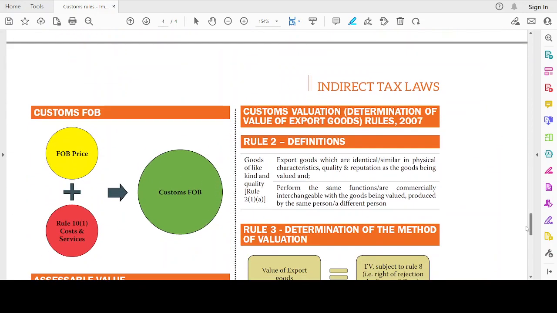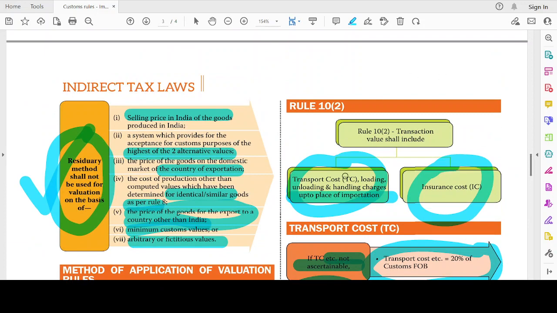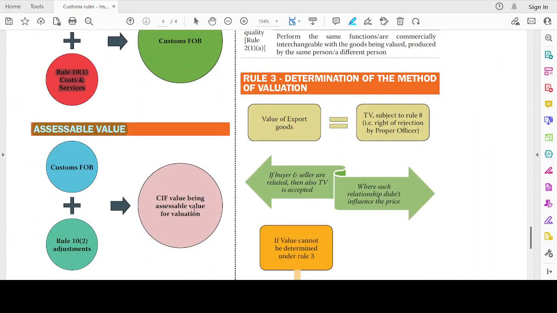Now, the customs FOB is nothing but FOB price plus Rule 10(1) costs and services, that is, certain costs that are to be included. Customs FOB is equal to FOB price plus Rule 10(1) costs and services. What is the assessable value? Assessable value here would mean customs FOB plus Rule 10(2), which should include transporting costs up to the place of importation and insurance costs. Those two will be included with the customs FOB, and that will be known as the CIF value being assessable for the purpose of valuation.